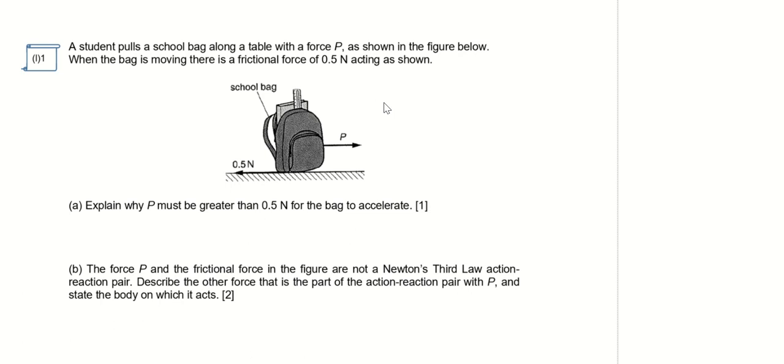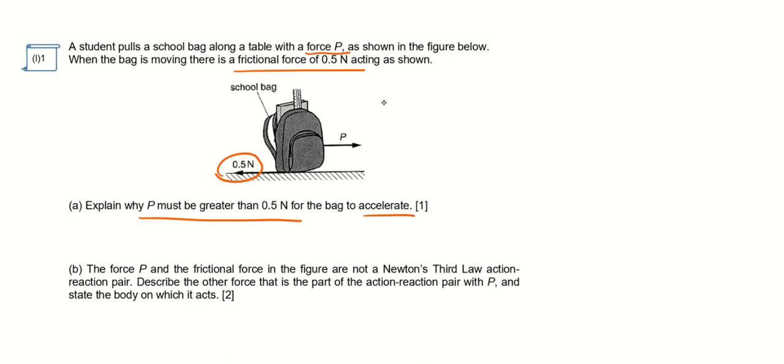Okay, this is notes. We are going through question L1. A student pulls a school bag along a table with a force P. So this is the pulling force. It may not be the F net yet. Let's read on. As shown in the figure below, when the bag is moving, there's a frictional force of 0.5. So there is another horizontal force of 0.5 as well as P, which is a pulling force, and they are in opposite direction. So explain why P must be greater than 0.5 Newton for the bag to accelerate.